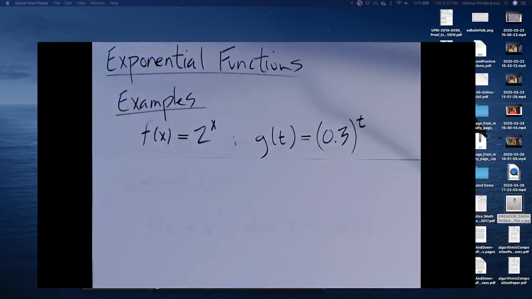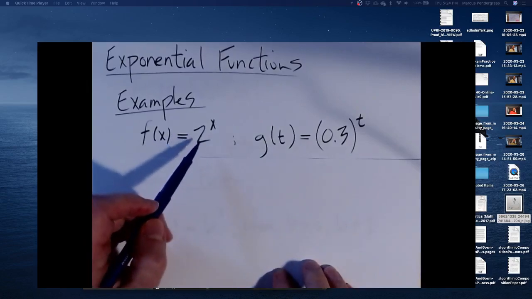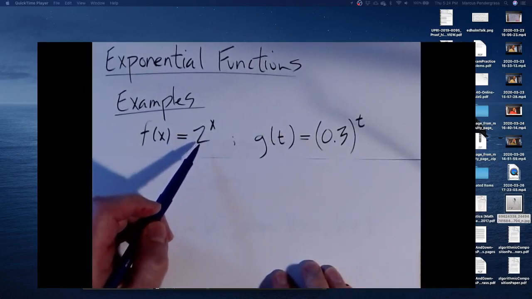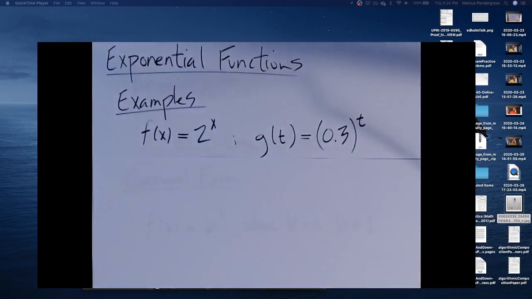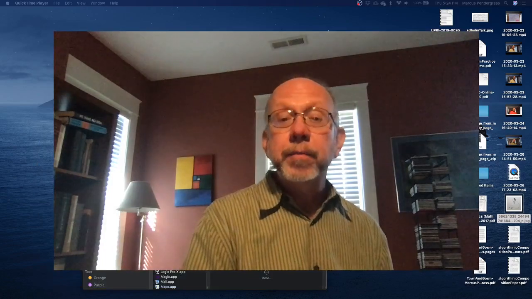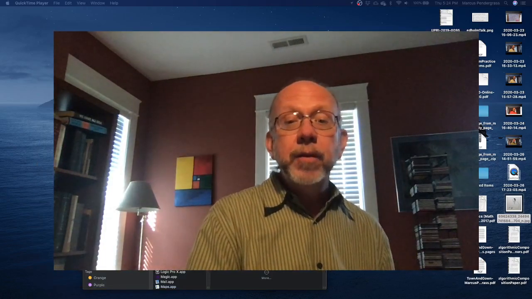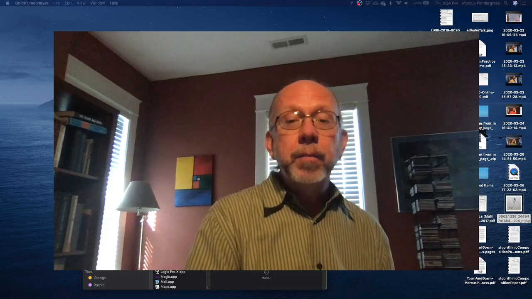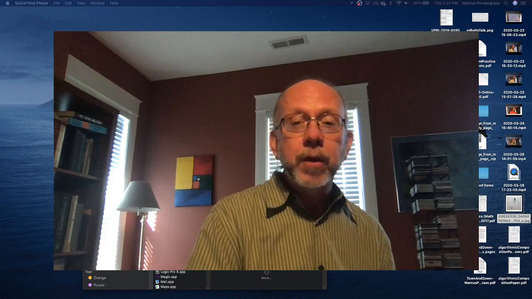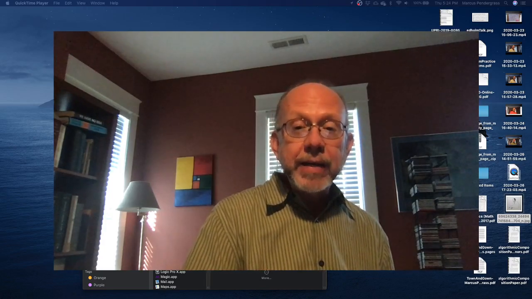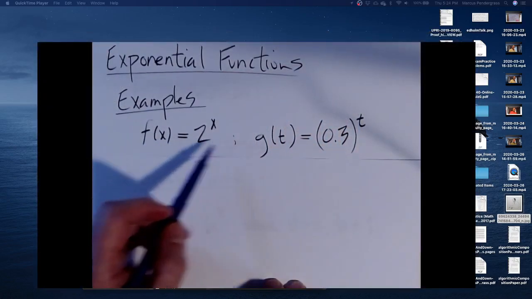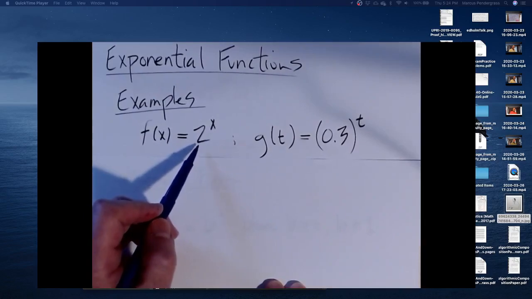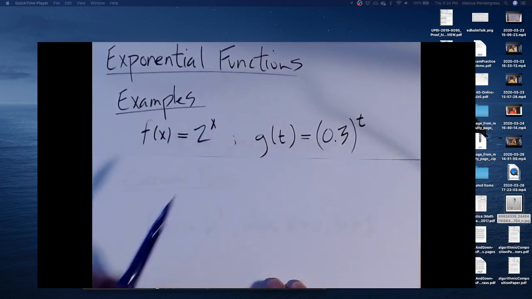So the idea in an exponential function is that the base is a constant and the exponent is a variable. You should contrast that to a function like x squared, for instance. Even though it has an exponent in it, it's not an exponential function because in y equals x squared, x is the base and that's the variable. Whereas in a truly exponential function, the base is not a variable, it's a constant, but the exponent is a variable.